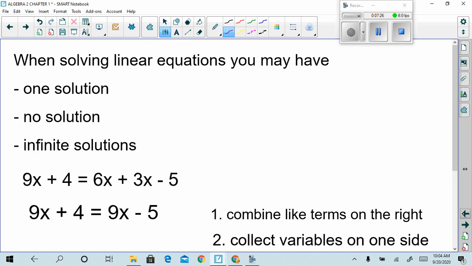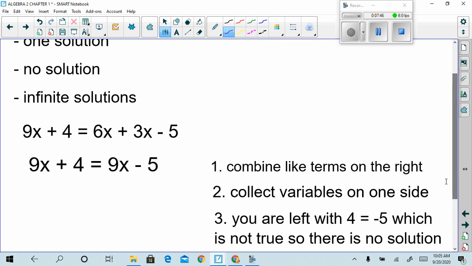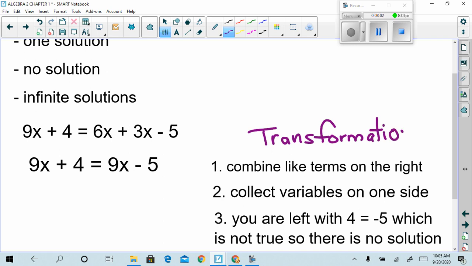So on to the change that I talked about. When solving linear equations, you may have one solution, which is every problem that we have already solved. We will soon find out that you could have no solution or infinite solutions. Let's see how that works. I start off with 9x plus 4 equals 6x plus 3x minus 5. Step 1, and now I'm writing once again the transformations. I'm telling you how I get from one step to the other in words so that you can play this back if you're not sure what to do.